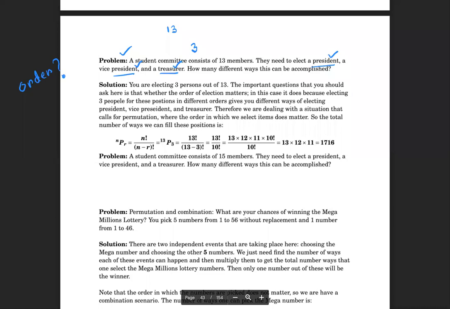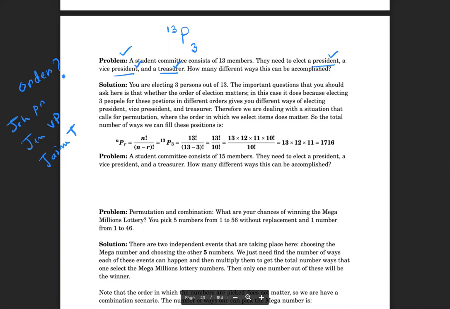Order does matter because let's say John becomes the president, then Jennifer becomes the vice president, and Jamie becomes the treasurer. If you change the order, it's not the same thing, right? So order matters. If we are selecting 3 individuals out of 13 individuals where order matters, you're going to do a permutation.